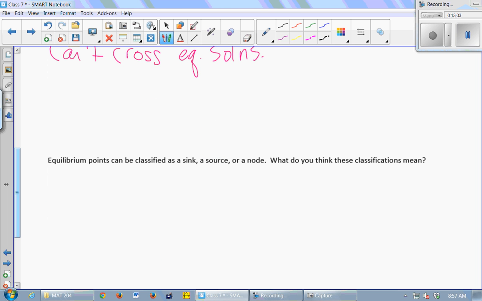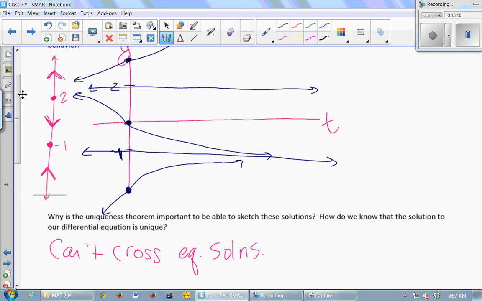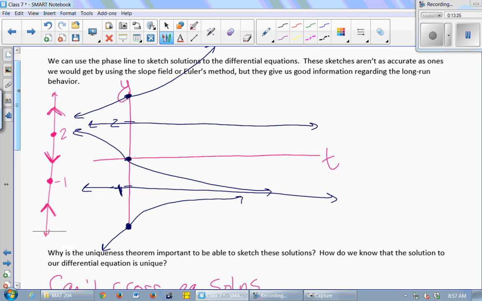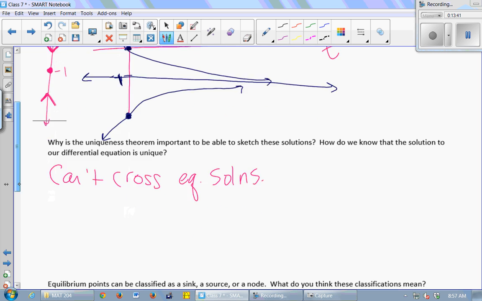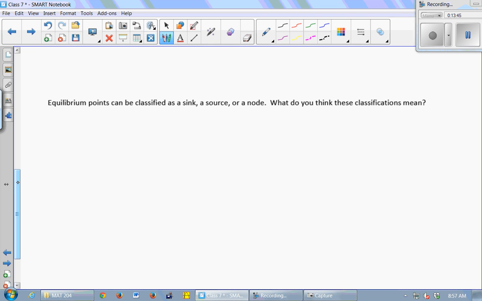So equilibrium points can be classified as a sink, a source, or a node. Sink is when everything goes towards an equilibrium solution. So in this case, -1 is a sink. Both the arrows point towards it, and when you sketch solutions, the solutions both approach it from either side. And 2 is what we call a source. The arrows on either side in the phase line point away, and when you sketch solutions, the solutions leave the equilibrium solution. If one's pointing towards and one's pointing away, we call that a node. So let's see, if I had one arrow pointing away and one arrow pointing towards, something like that.